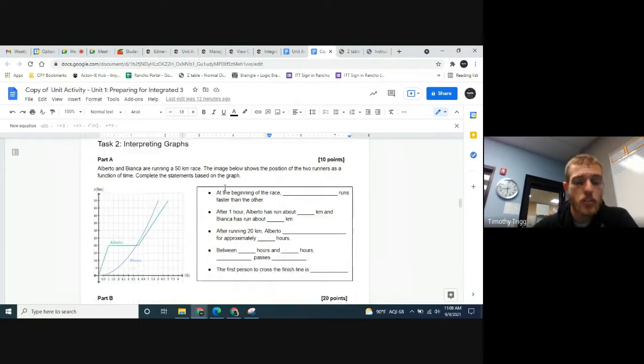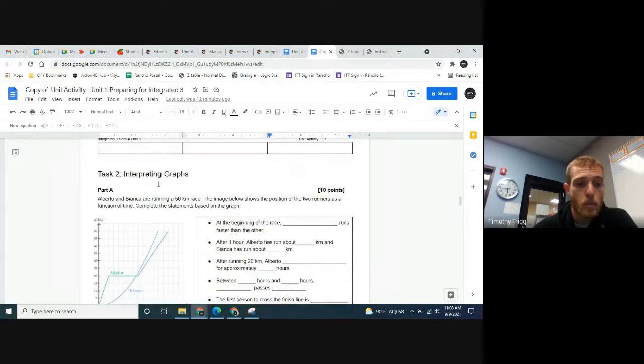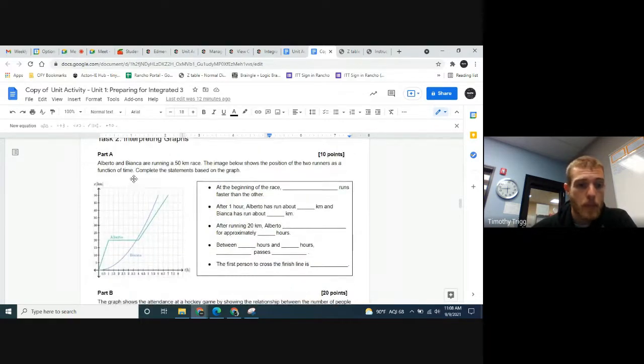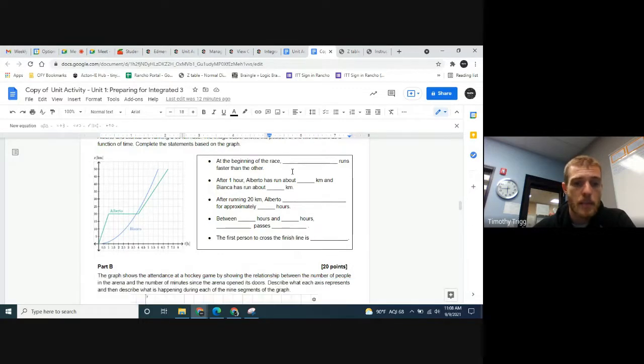Let's go ahead and start task 2, interpreting graphs. Alberto and Bianca are running a 50-kilometer race. The image below shows the position of the 2 runners as a function of time. Complete the statement based on the graph.